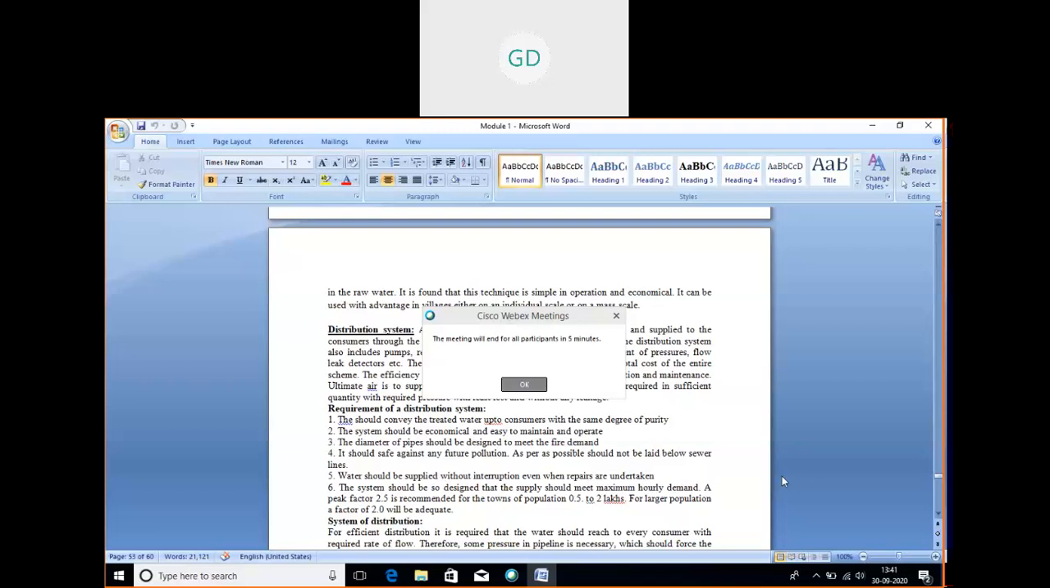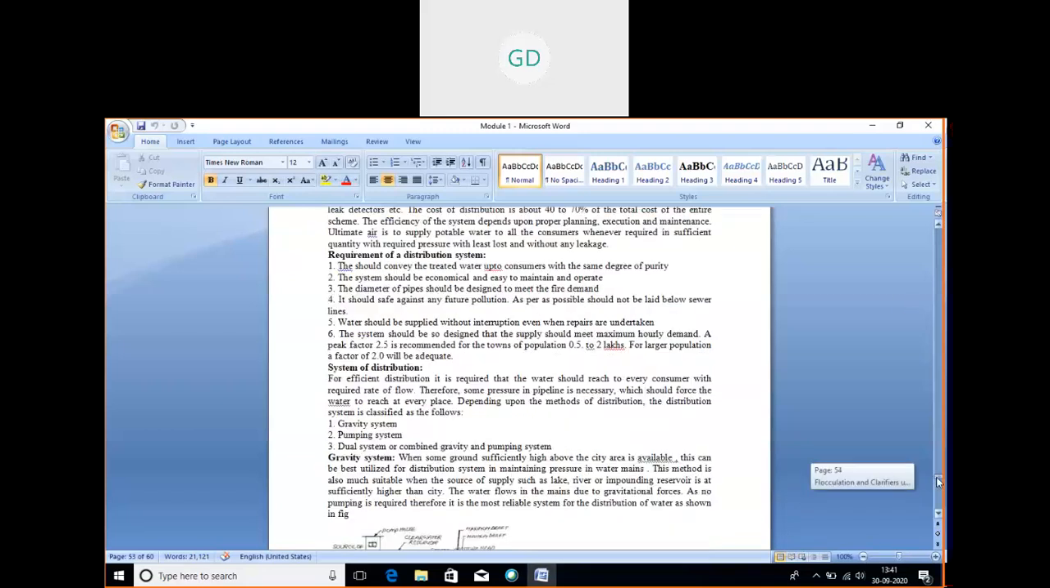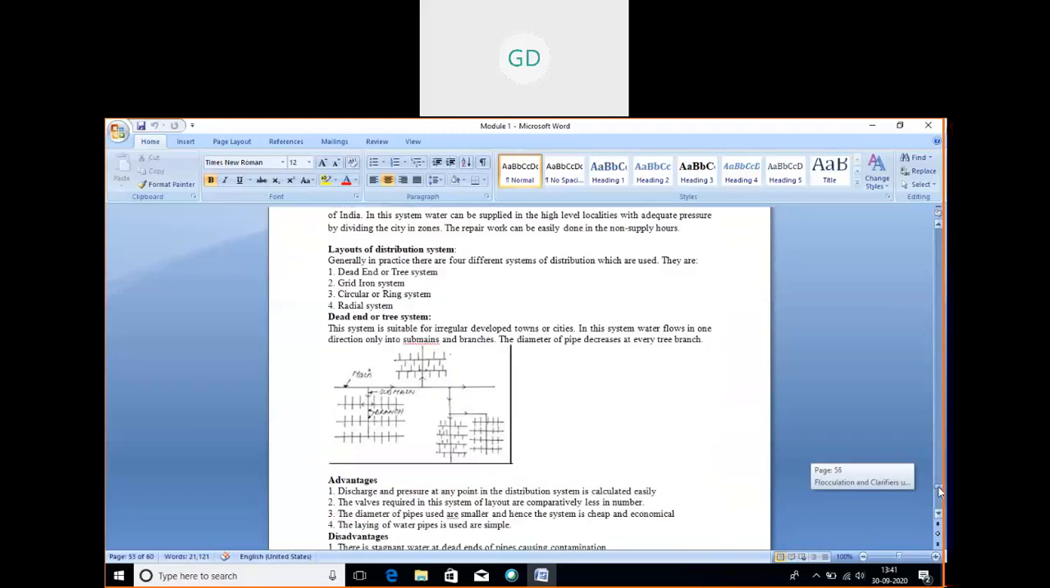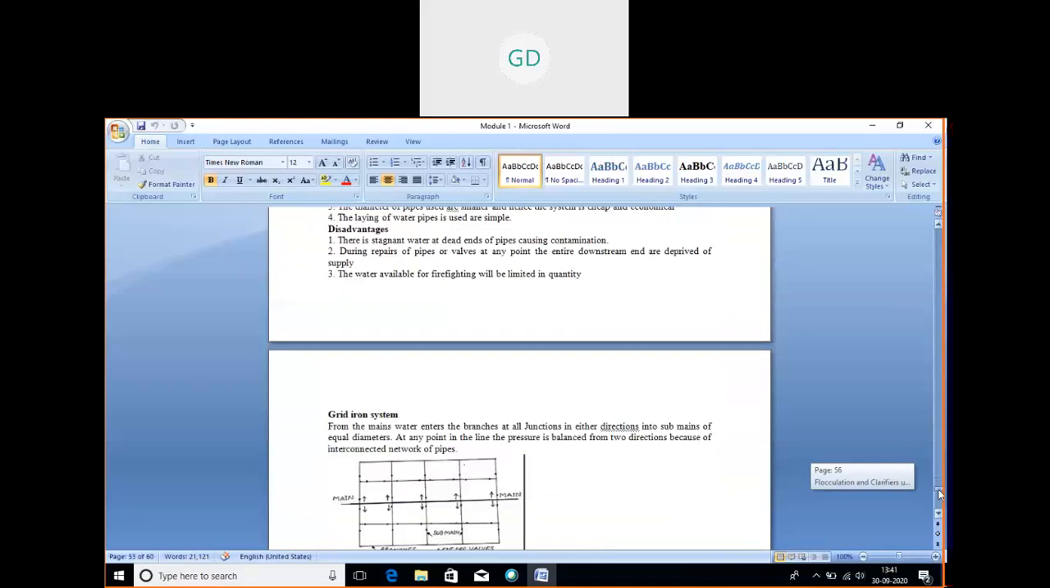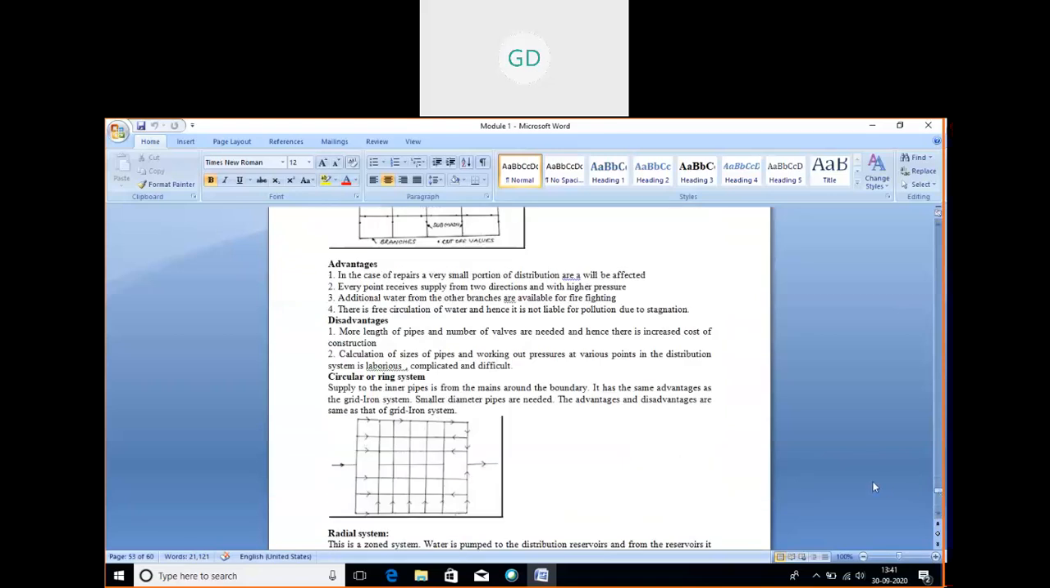There are certain points, and I will provide you the PDF. There are also some layouts for the distribution system, how the pipes should be laid out. All these things we will cover in your Friday class. These are the layouts you can see. We will discuss them in the Friday class and complete module 1. Module 1 we will finish, and we need to quickly go to module 2. So with this, let us end today's class.